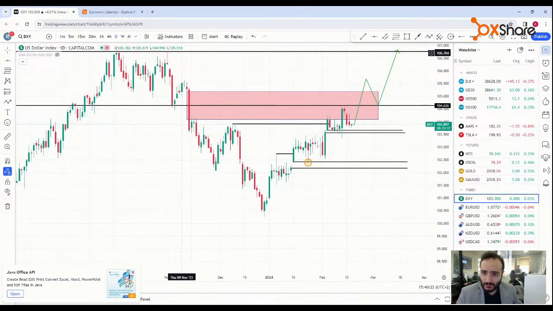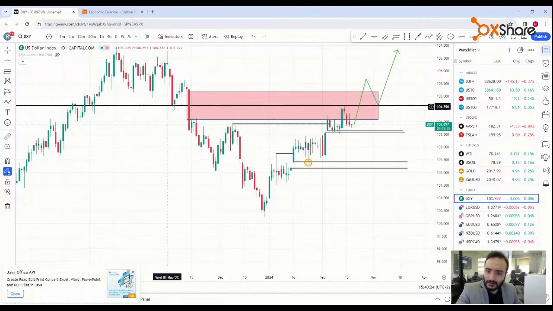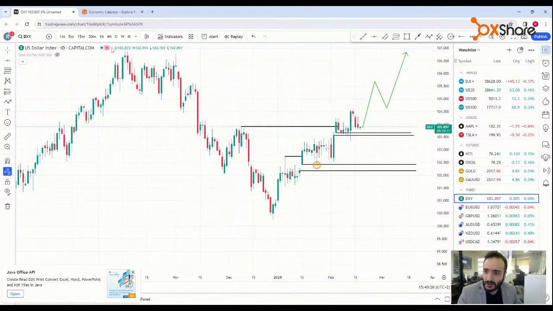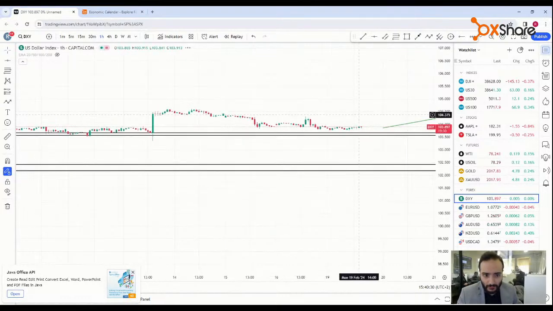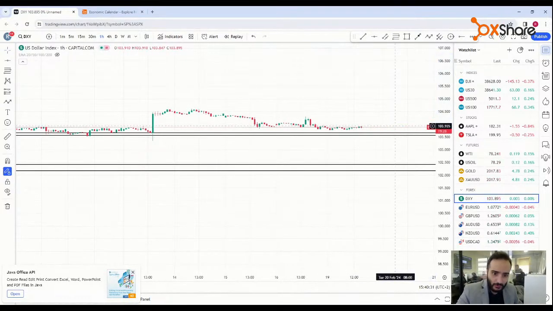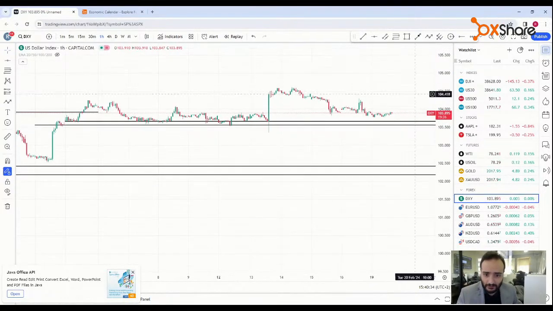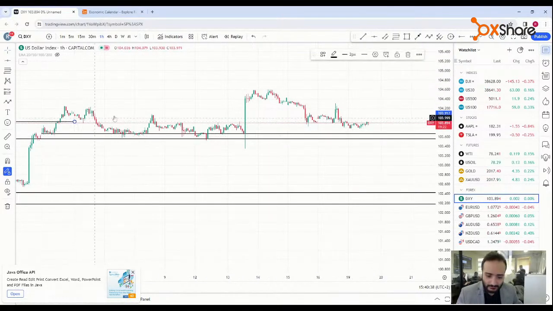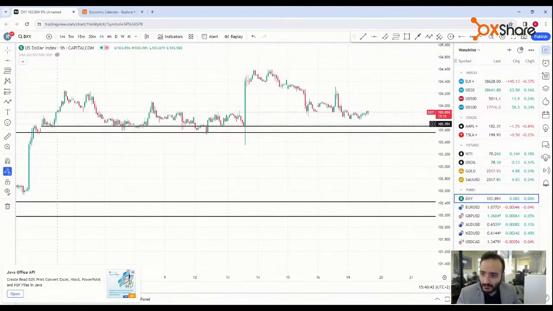If you want, we can go a little deeper and check out the lower time frames. We'll go to the 1 hour and then to lower time frames. As we can see over here, these two lines are the volume imbalance that was created on the daily time frame. We can see they were respected.